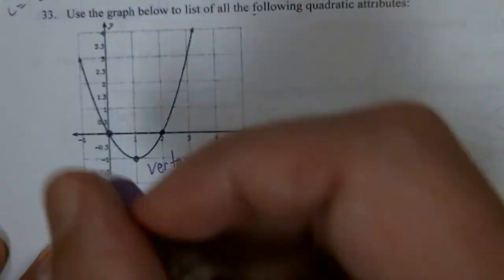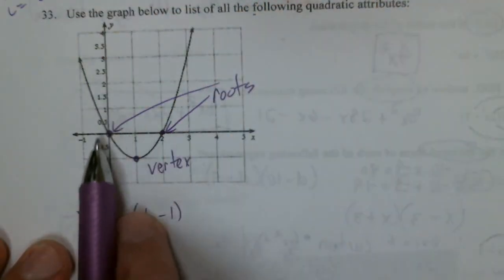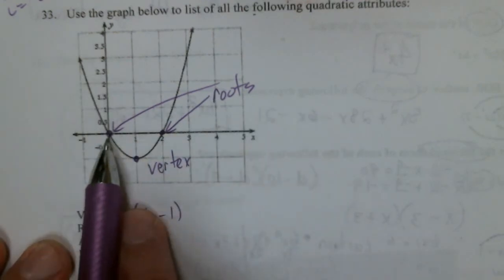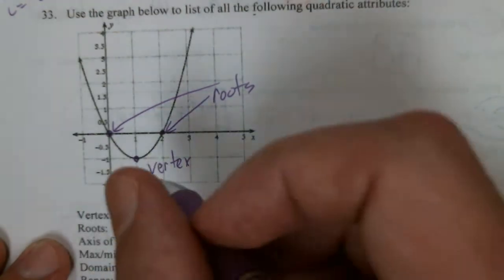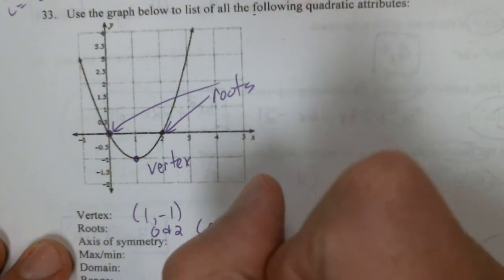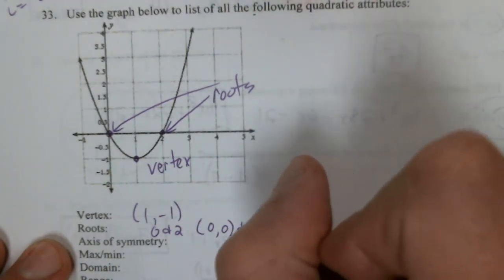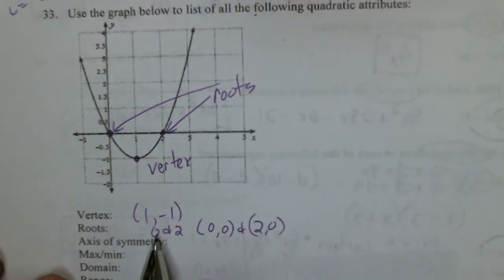The roots: x-intercepts, roots, solutions, answers, they all mean the same thing. The spot where the graph touches the x-axis, these two spots, those are the roots. So I'm looking at the x values. That's a 0 on the x-axis. You can either use 0 and 2 as roots, or if you want to write them as coordinate points, you can technically write them as 0, 0, the origin, and 2, 0. But 0 and 2 are fine as well.